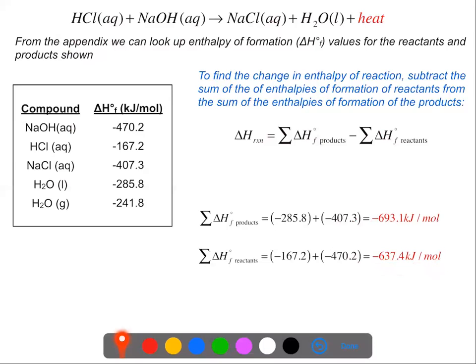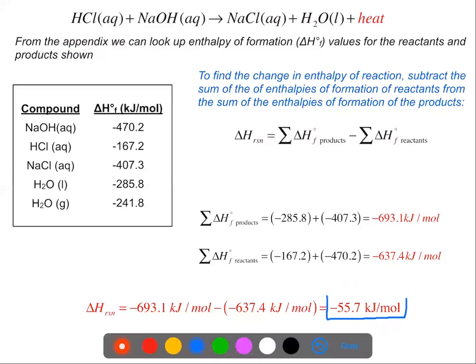So now what we want to do is just subtract these. So we'll take the negative 693.1 and we're going to subtract a negative 637.4. Again, watch your negative signs. Negative 693.1 minus negative 637.4 equals negative 55.7 kilojoules per mole. So this is the heat of reaction for our neutralization reaction of sodium hydroxide and HCl. That is the amount of heat that will be released for this chemical reaction, for each mole of this chemical reaction.